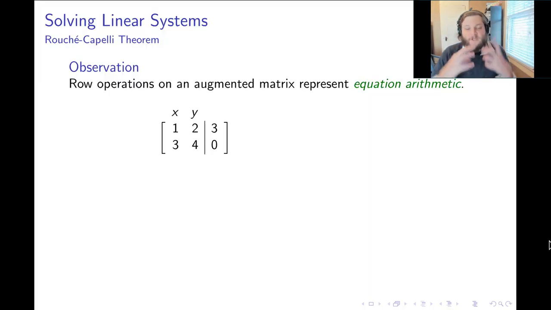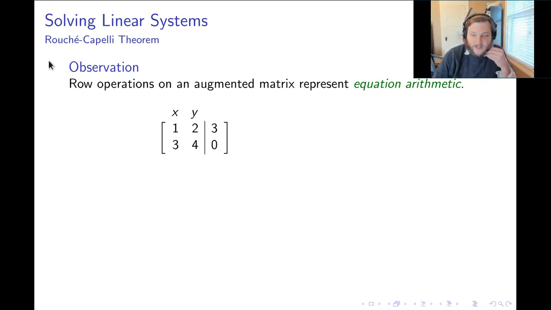So what else can we do with the Gauss-Jordan algorithm? Well, we can apply the Gauss-Jordan algorithm to augmented matrices. And keep in mind, every step of the Gauss-Jordan algorithm is a row reduction. And if you think about it, in an augmented matrix, each row represents an equation. And when we do row operations on those rows, what we're really doing is equation arithmetic.